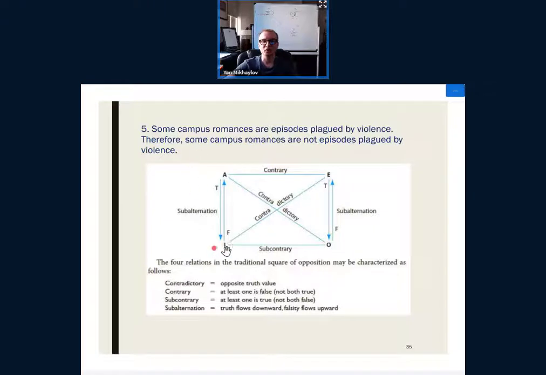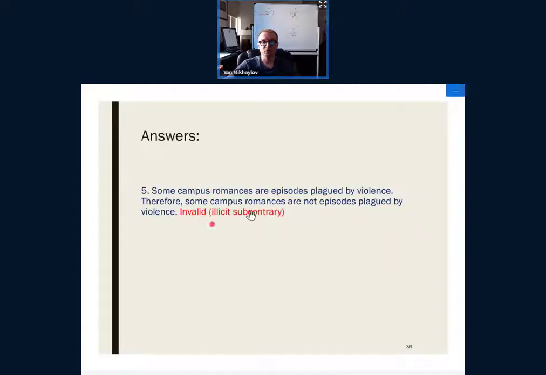So some campus romances are episodes plagued by violence. Therefore, some campus romances are not episodes plagued by violence. The rule here is they cannot both be false. But this one is true, so this one can be false. It can also be true. And for this reason, it is a fallacy, and it is illicit subcontrary. Not subcontrary. Subcontrary is just a relation. The fallacy is illicit subcontrary. So you have to make sure that you actually use the correct wording.